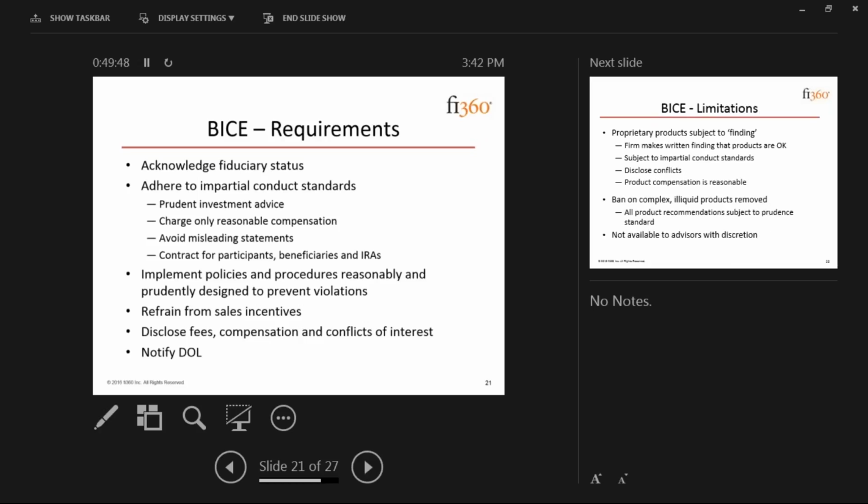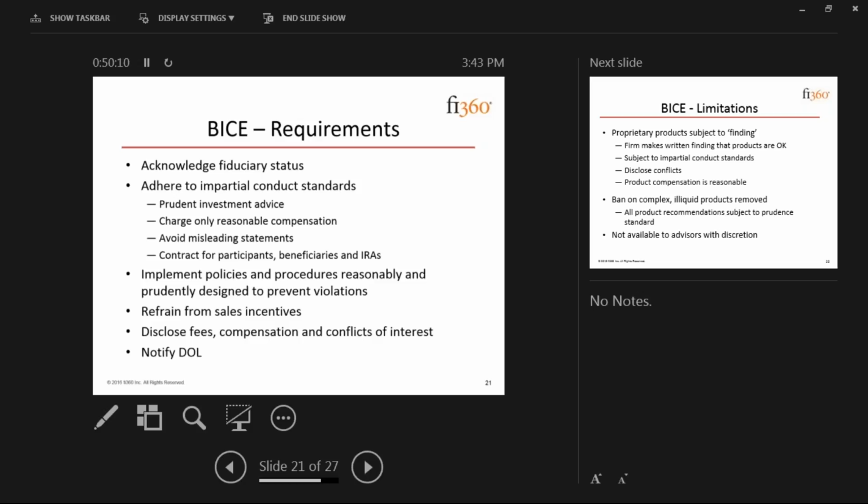These are the BICE requirements. You need to acknowledge fiduciary status. And as a fiduciary, you need to adhere to impartial conduct standards. That's traditional fiduciary. It always has been. So you're providing prudent advice, you're charging only reasonable compensation, and you're avoiding misleading statements that could confuse.